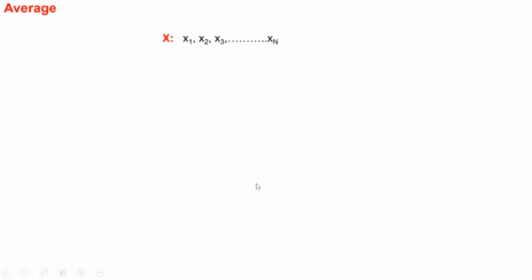Well, a little bit of background on average. If you have a variable which can take values x1, x2, x3 to xn, and you want to find the average, and if these values are discrete, all of you know that you take the average by summing up all these values and dividing by the total number of values here. That's how you take the average.